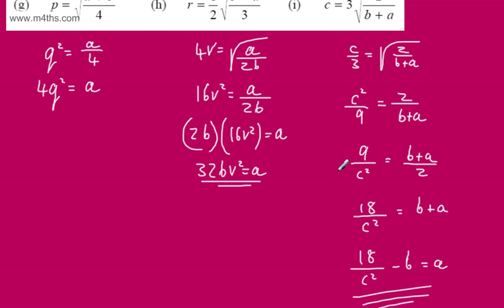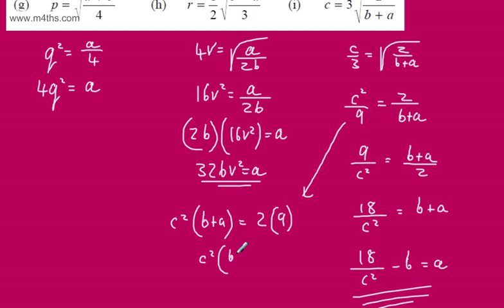Now at this stage, when I just went ahead and turned it over, what I'm going to do is show what I did. If I multiply both sides by b plus a and multiply both sides by 9, what we've done is cleared the fractions. So at this stage, I can see that I've got c squared multiplied by b plus a. So all I've done is multiply both sides by b plus a and both sides by 9, and that's cleared the fraction. So I've got now c squared times b plus a is equal to 18.